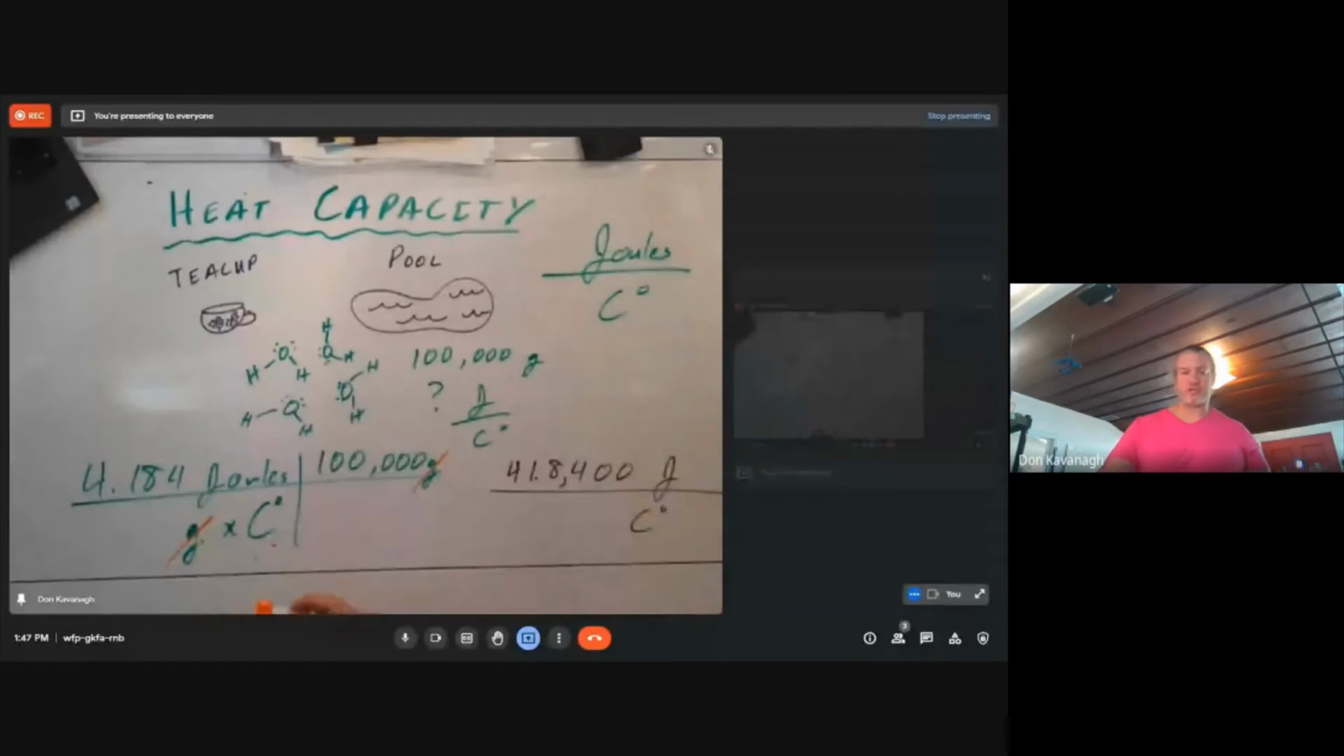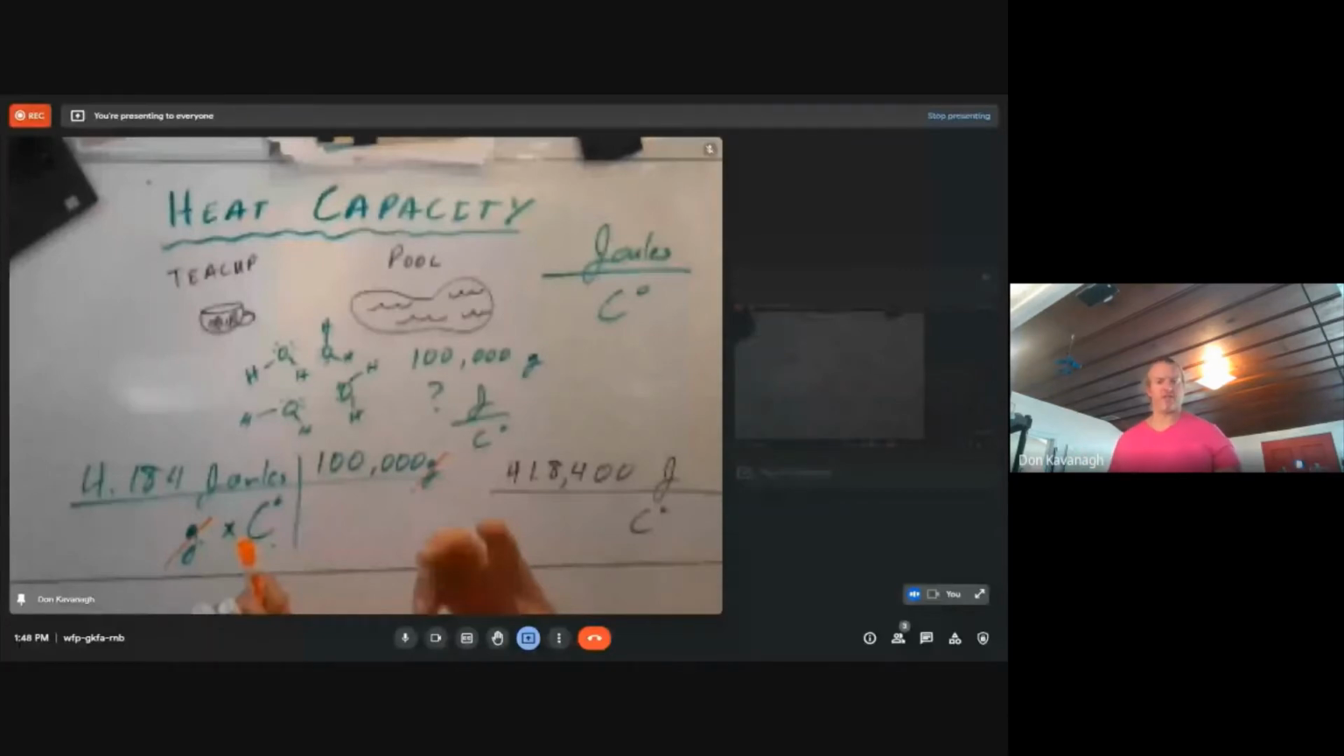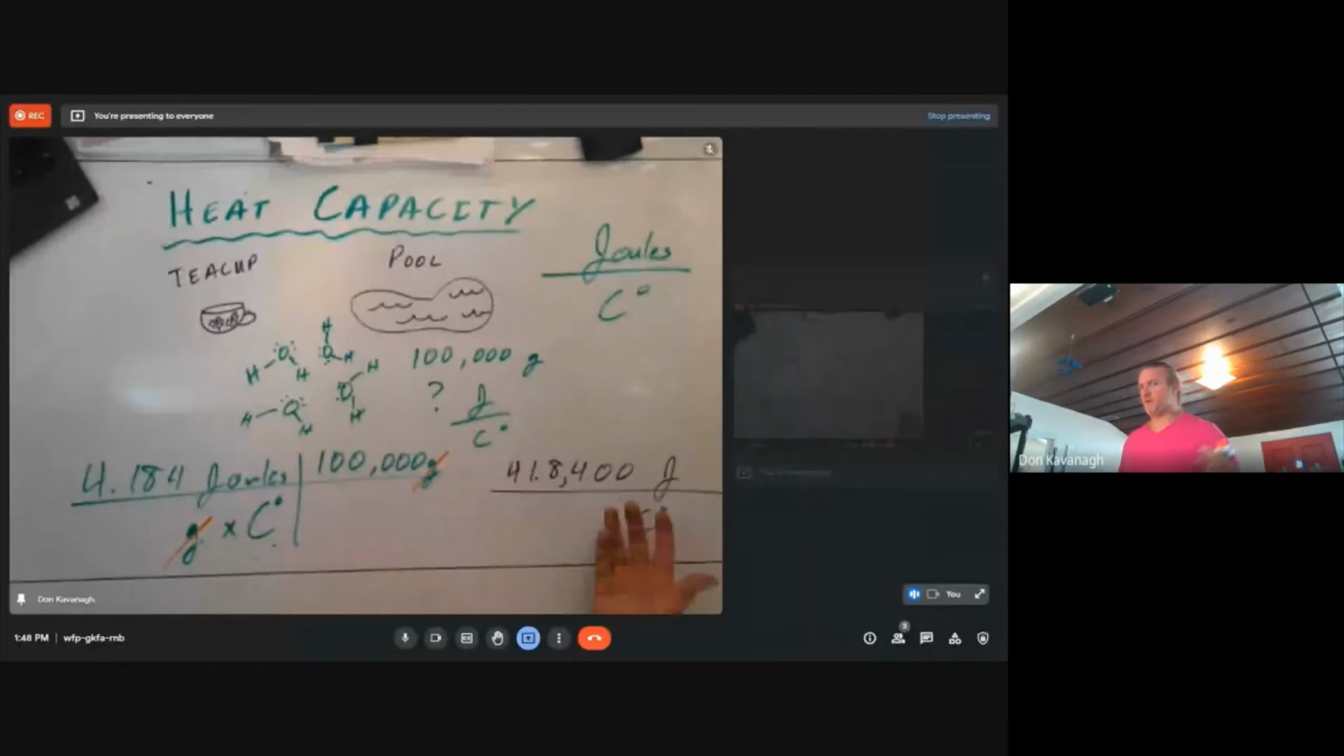If we want to do this for the teacup, let's say the teacup is just a second. This answer here in joules per degree Celsius, the heat capacity of the pool, is useful, but is sometimes hard to grasp using the unit of joules. We are familiar with food calories, like the calories that are in there. So let's convert this to food calories and get an idea of, say, how many apples of energy it would take to heat this pool 1 degree Celsius.